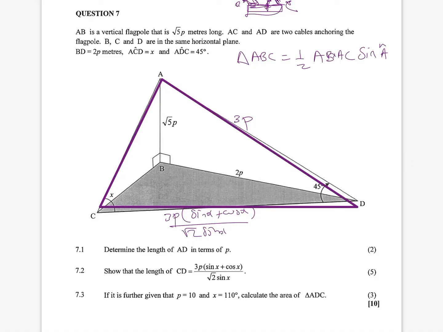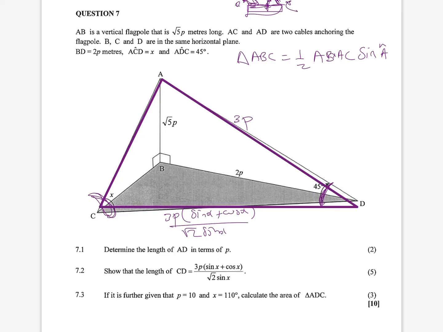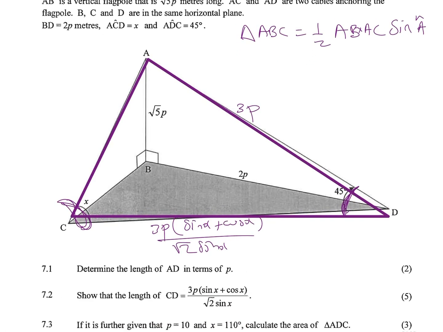So in this case, we know two angles, this angle here and this angle here. So we know two angles and two sides. These are guaranteed sides, this and this one. So we can just take 45 degrees and use these two sides to find the area of this triangle. But to do that, we need to substitute. Where there's P, you put 10, and where there's X, you put 110. So this is equal to 3 times 10, which is 30. So your AD is 30.